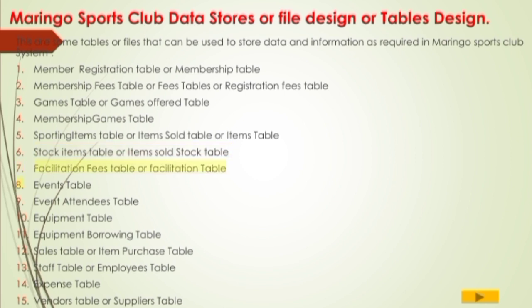7. Facilitation fees table or facilitation table. 8. Events table. 9. Event attendees table. 10. Equipment table. 11. Equipment borrowing table. 12. Sales table or item purchase table. 13. Staff table or employees table. 14. Expense table. 15. Vendors table or suppliers table.